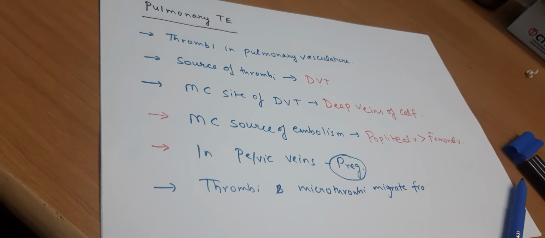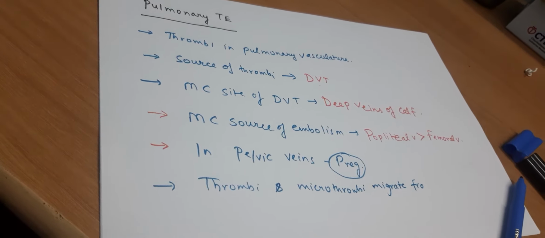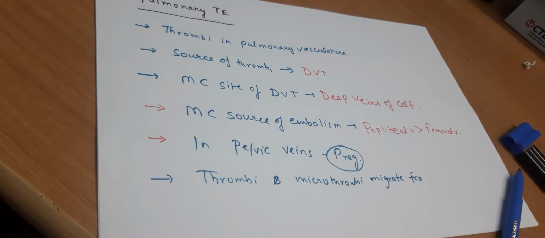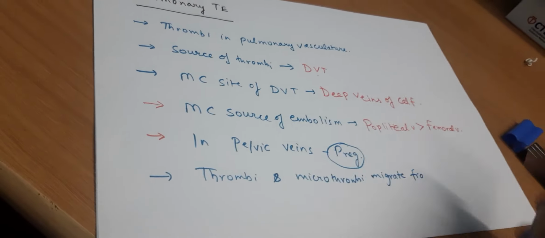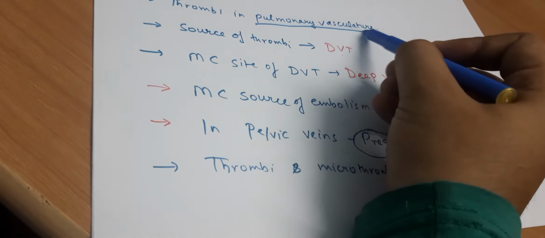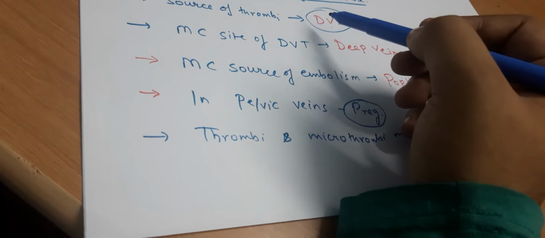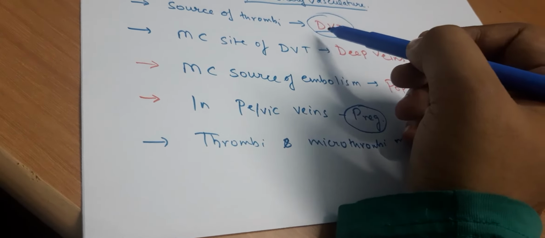Hello friends, today we will discuss a very important topic named pulmonary thromboembolism. This is a thrombus in the pulmonary vasculature. As you can see here, this is a thrombus in the pulmonary vasculature, and the source of the thrombus is deep vein thrombosis, which is called DVT.